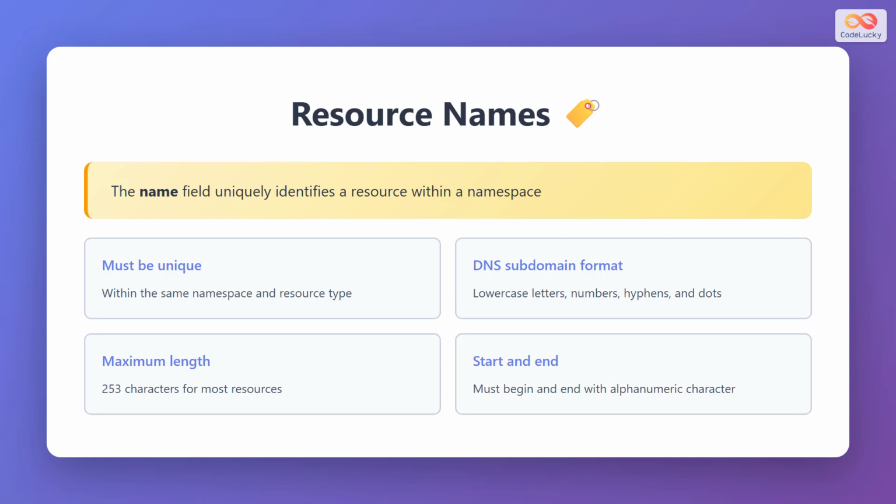Third, most resources have a maximum length of 253 characters. And fourth, names must start and end with an alphanumeric character, not a hyphen or dot. Following these conventions ensures your resources are properly identified and accessible within your Kubernetes cluster.